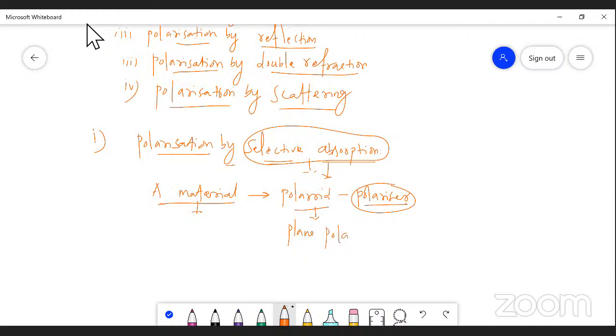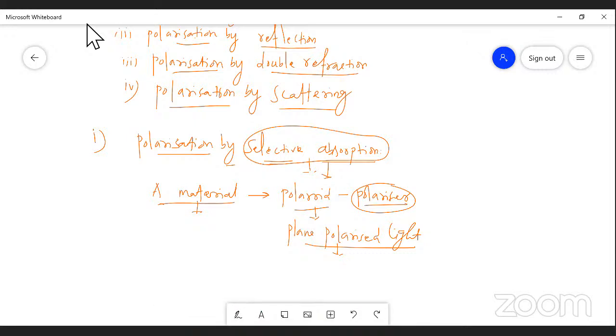Simply, we call a Polaroid a material which is used to produce plane polarized light. How? When unpolarized light is allowed to pass through the Polaroid sheet, the light that comes out has its vibration in only one particular direction. All other light vibrations are restricted by the Polaroid.